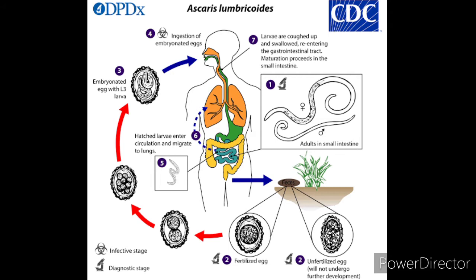Adult worms live in the lumen of small intestine. A female may produce approximately 200,000 eggs per day, which are passed with the feces. Unfertilized eggs may be ingested but are not infective. Fertile eggs embryonate and become infective after 18 days to several weeks.